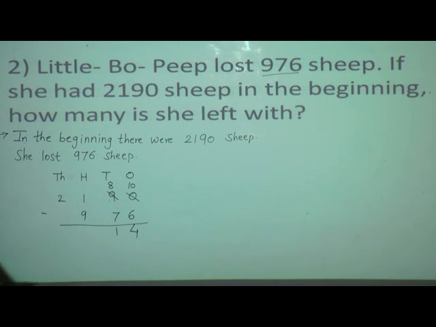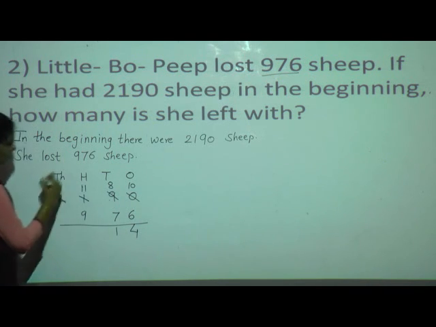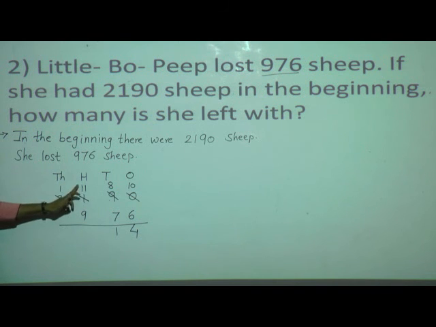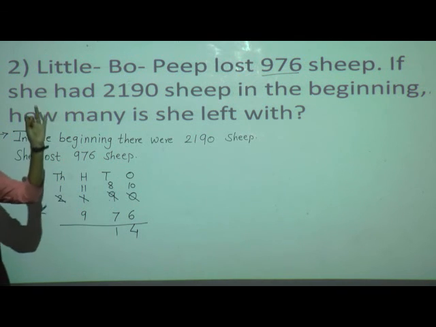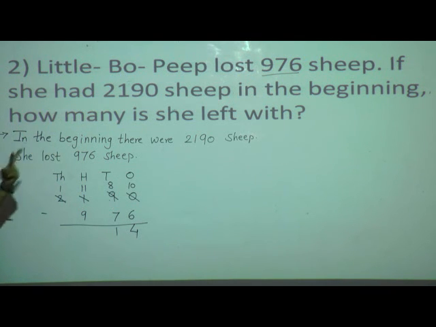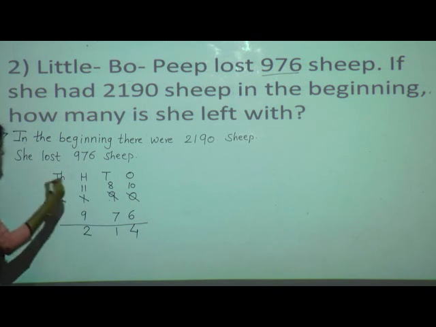Then what will we do? Yes, we will move to the neighbor. Now who is the neighbor of 100? 1000 is the neighbor of 100. So we will take 1 borrow from this thousands place. Here 2 minus 1, 1 will remain and this 1 will become 11. Now do the subtraction, 11 minus 9. After 9 count your fingers till 11: 10, 11. 11 minus 9 is 2. So write 2 at hundreds place.